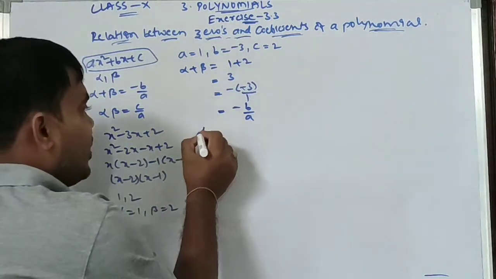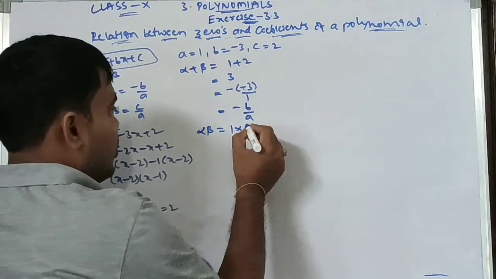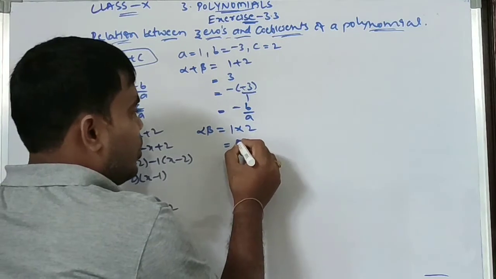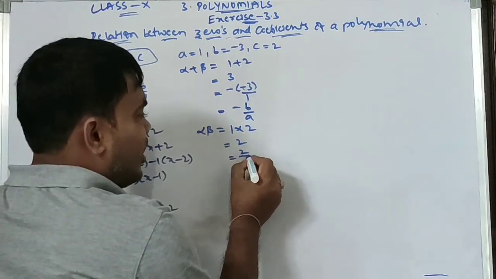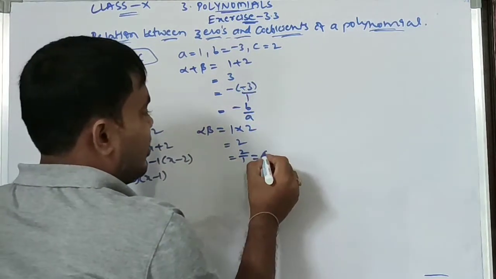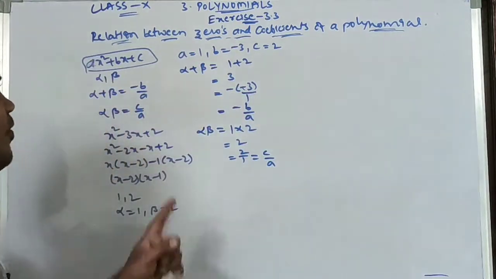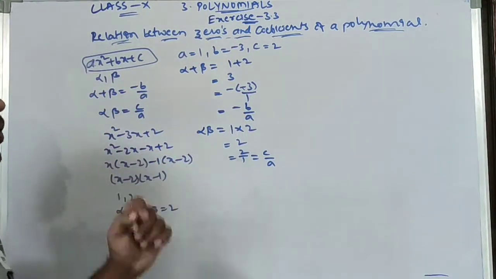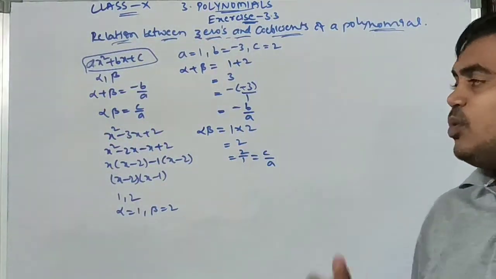So alpha into beta: alpha 1 into beta 2. 1 into 2 equal to 2. So 2 I am writing as 2 by 1. What is 2? 2 equal to c. And 1 equal to a. So c by a. So alpha plus beta equal to minus b by a, and alpha beta equal to c by a. This is the relation between roots.